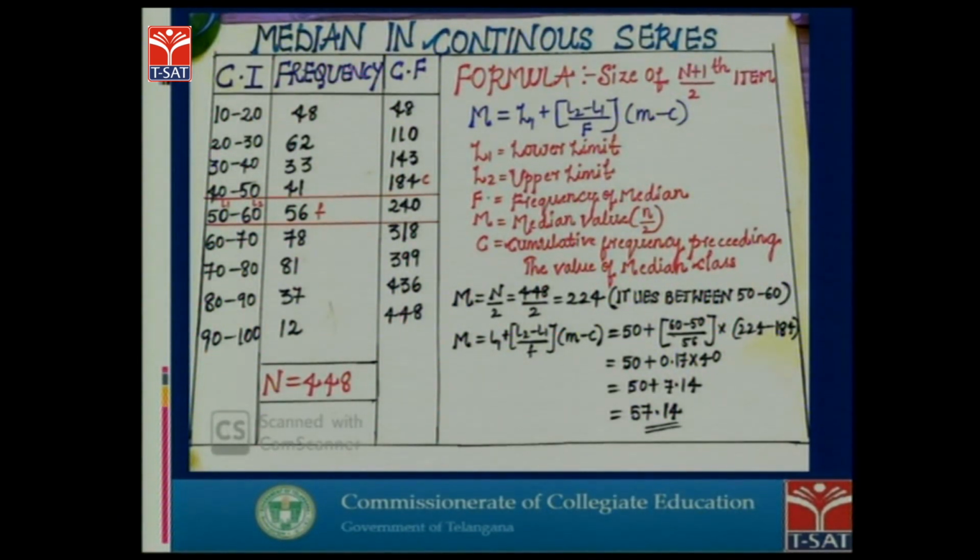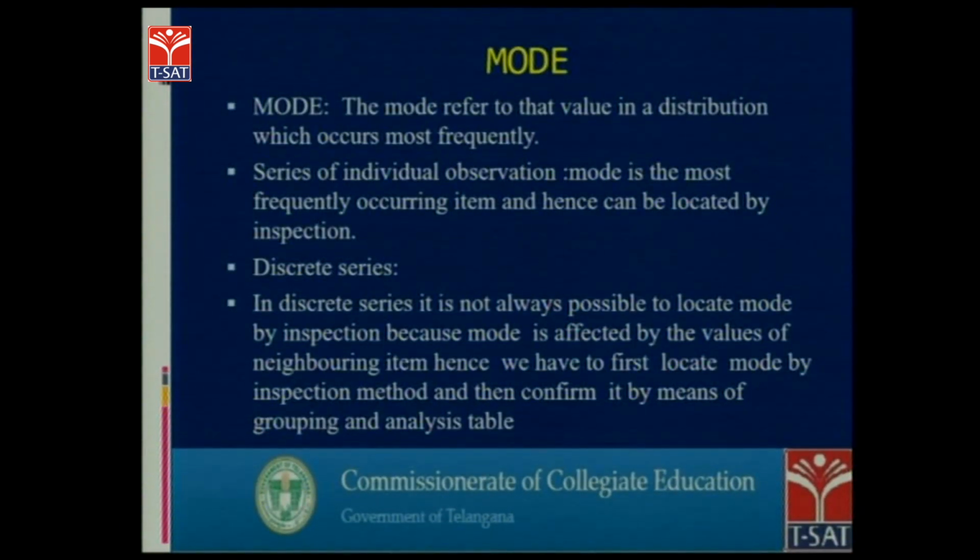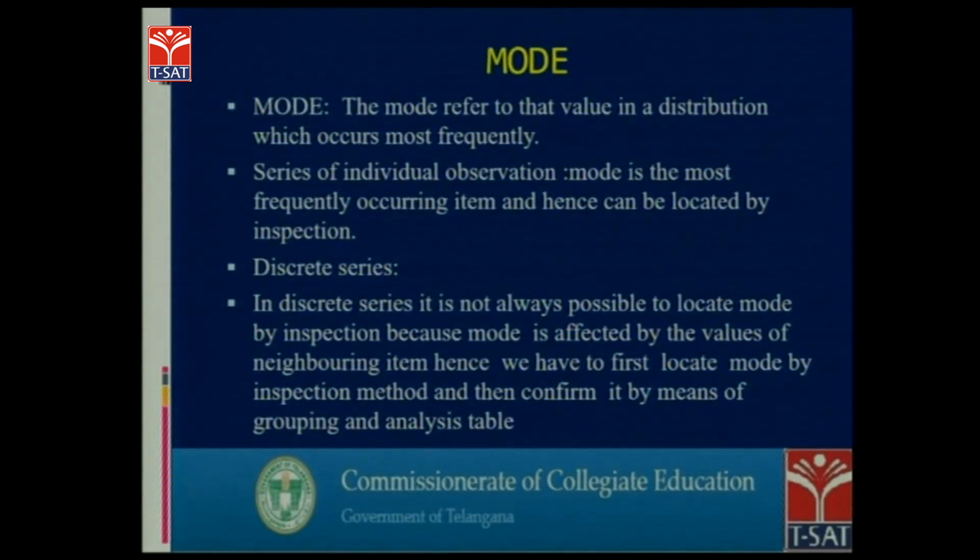So that was the calculation of median in three series, that is individual series, discrete series and continuous series. Now let's move to the last average, that is mode. Mode is a value which occurs the most number of times in the series, that is, it occurs more times compared to other values in a distribution. We'll see the calculation of mode in three series: individual, discrete and continuous. In individual series, mode is calculated by inspecting, by observing.